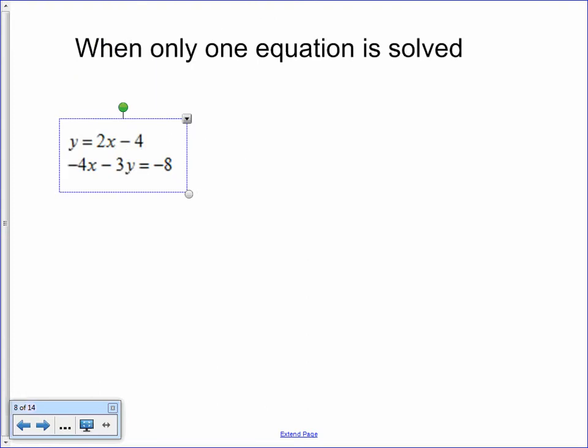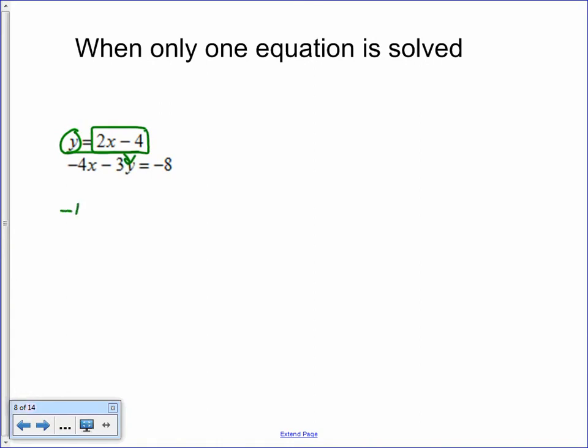So here we're going to get into some problems when only one equation is solved for y, as we have here. So we have y equals 2x minus 4 and negative 4x minus 3y equals negative 8. It really doesn't change a lot when only one equation is solved. It just looks a little different. You notice that only one equation has one variable by itself on one side, as we had just the y here. What we're going to do is take the other side of that equation, that 2x minus 4, and plug it in for y in the other equation.